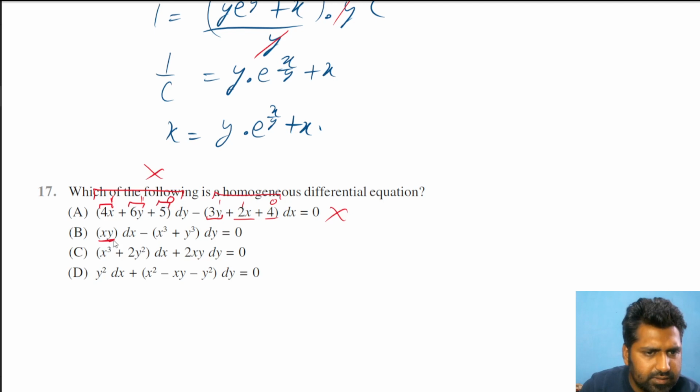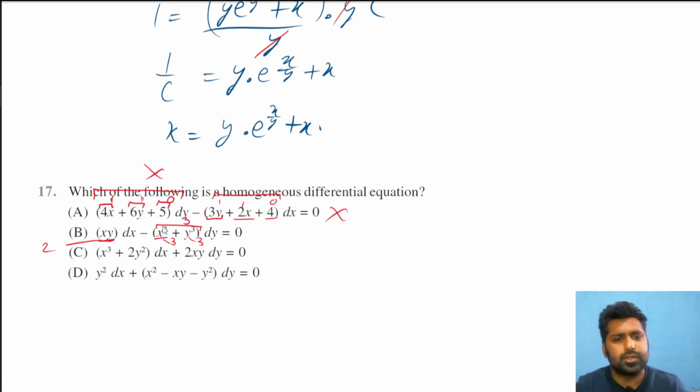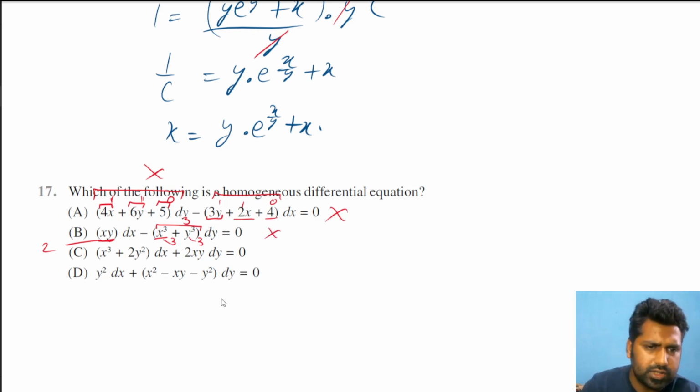Whereas this term has degree 2, x and y now multiplied, power 1 each, so effective power 2. This has degree 3, and both are equivalent, so they can be combined together. So you have a degree 3. Here the degree is 2, here the degree is 3. So the degree of the dx term and the degree of the dy term are not equal, so not homogeneous. Degree 3, degree 2, so they cannot be combined. The moment they cannot be combined, this is not homogeneous. So by default the last one is homogeneous, but still check it.